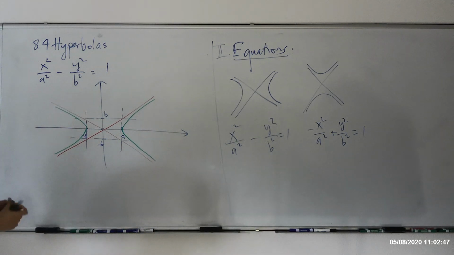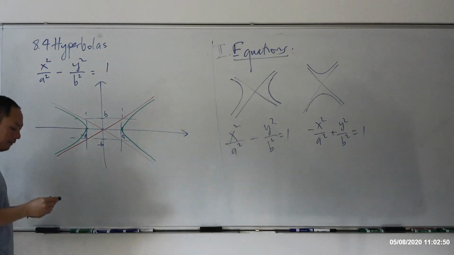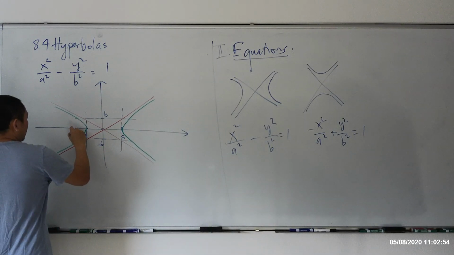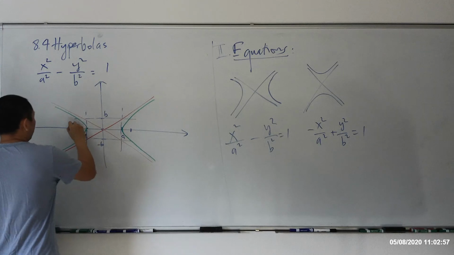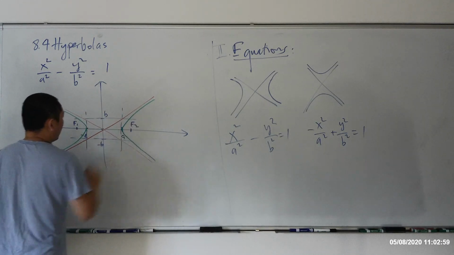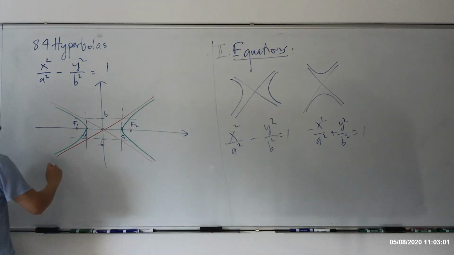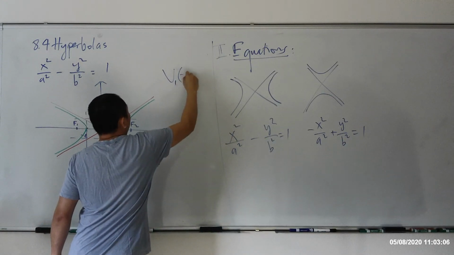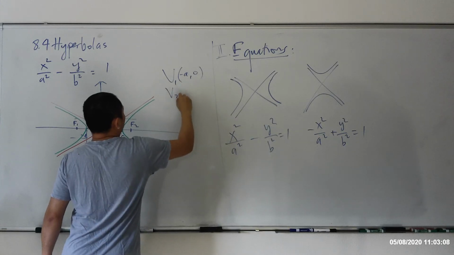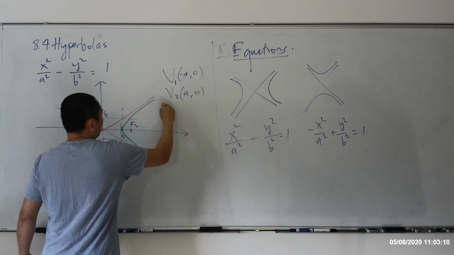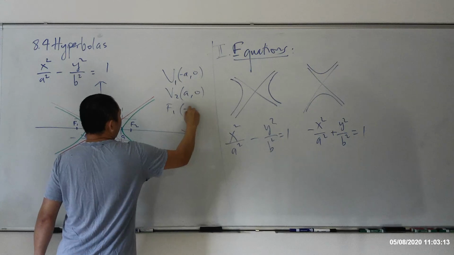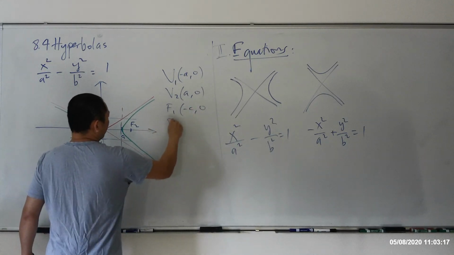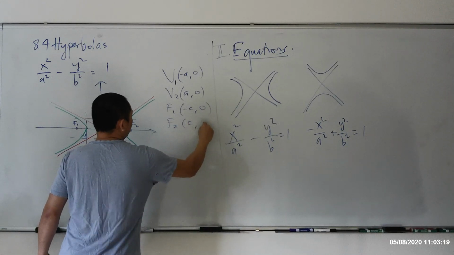Okay? And the two foci will always stay on the real axis. So F1 will be right here, F2 will be right there. The two vertices: V1 is at negative a comma 0, V2 is at a comma 0, F1 will be at negative c comma 0, and F2 will be at c comma 0.